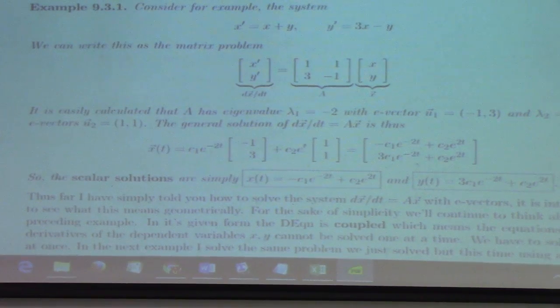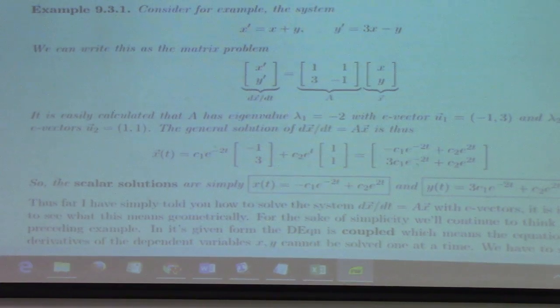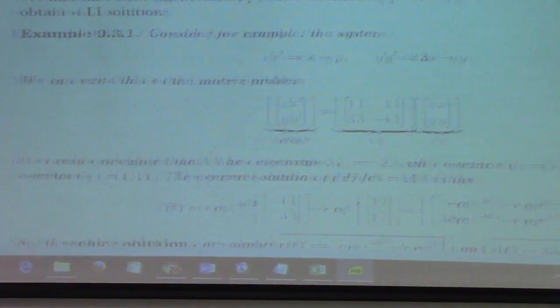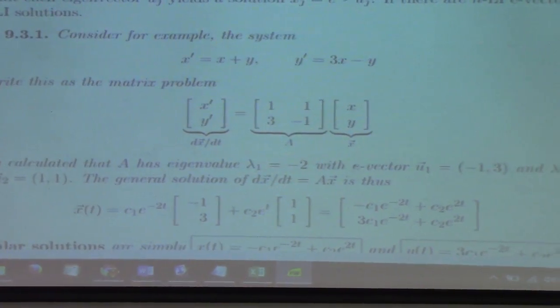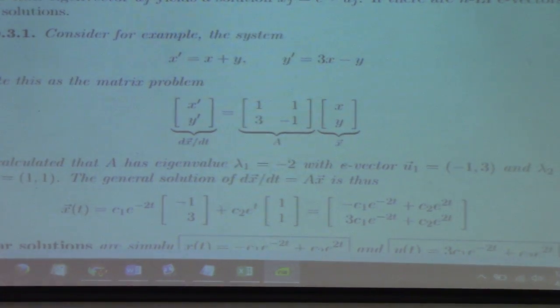Okay, so I think we're okay with the lights on.